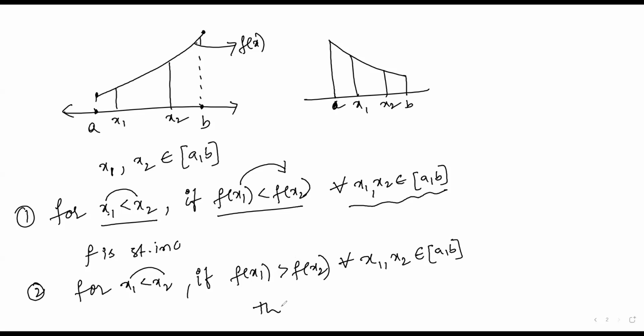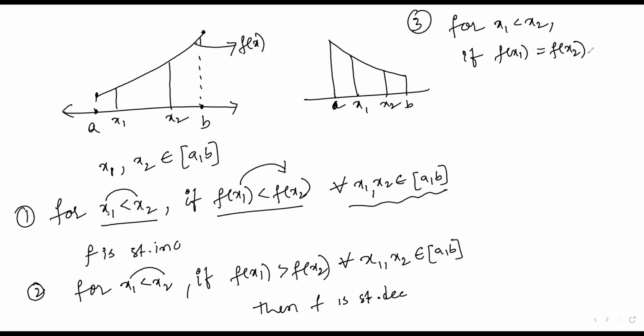So then what do we say? Then f is strictly decreasing. But then what about this? Let's say for x1 less than x2, if f of x1 is equal to f of x2, for all x1, x2 belonging to interval A, what do we say? f is constant.